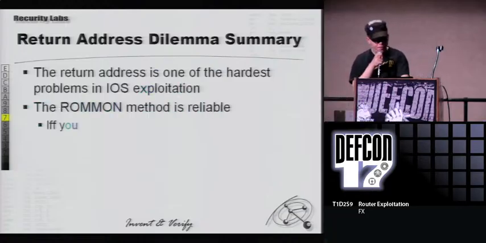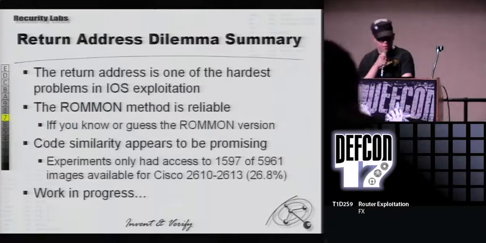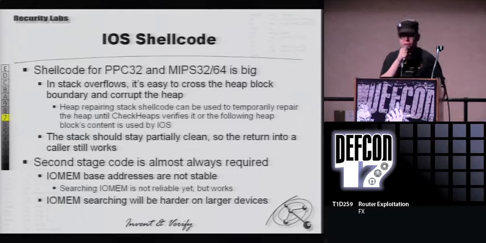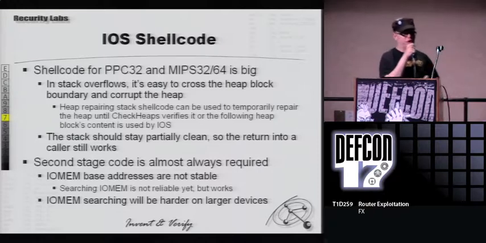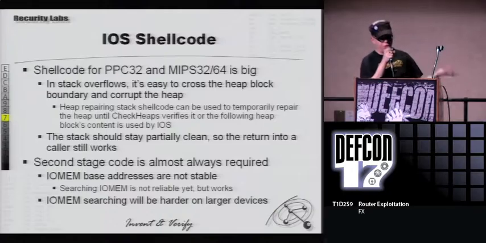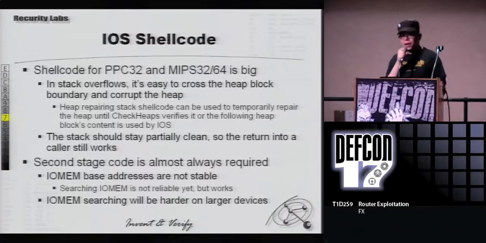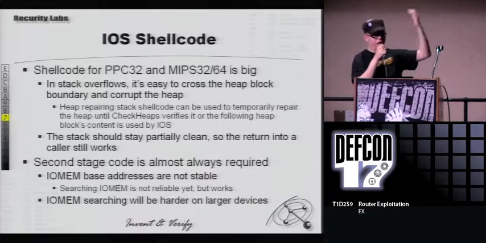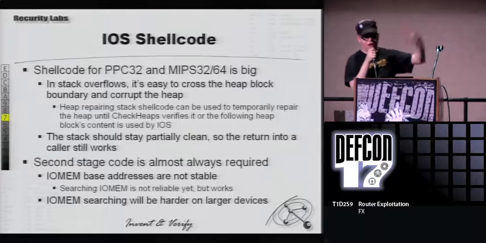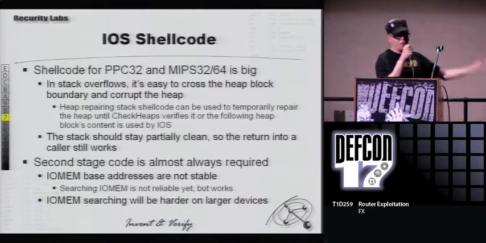Let's skip the summary. Go. So what about shellcode? First of all, it tends to be big-ass because the instruction sets are fixed size instruction sets, so they're 32 and 64-bit. You often have that problem that your shellcode is actually too large and overflows over the stack into the heap header block because the stacks are allocated on the heap, and then the whole thing breaks down.